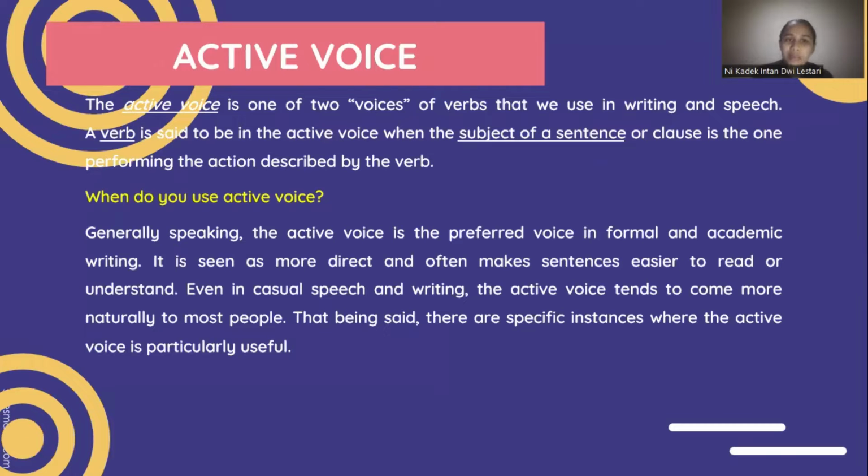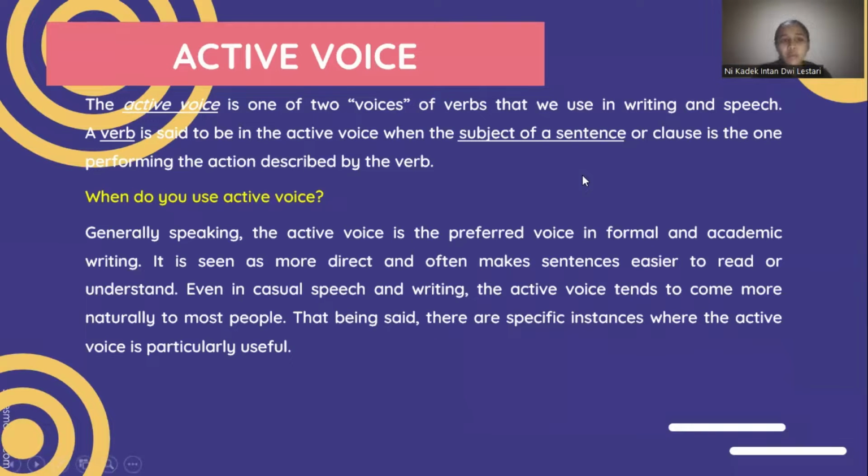Okay, the first one is active voice. The active voice is one of two voices of the verbs that we use in writing and speech. A verb is said to be in the active voice when the subject of the sentence or clause is the one performing the action described by the verb.